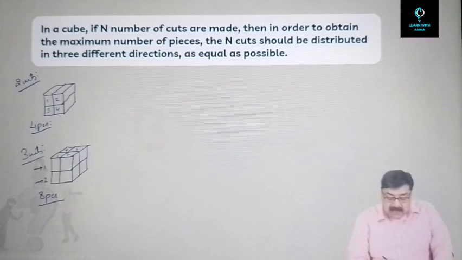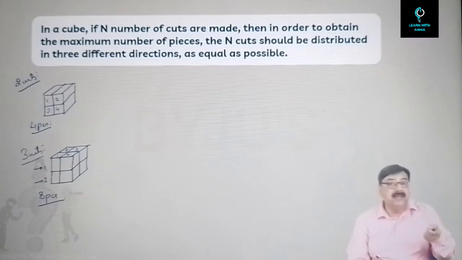Now see, when 2 cuts were given in the same direction, in that case, the number of pieces obtained was 1 more than the number of cuts. So the number of pieces were 2 plus 1, that is 3.